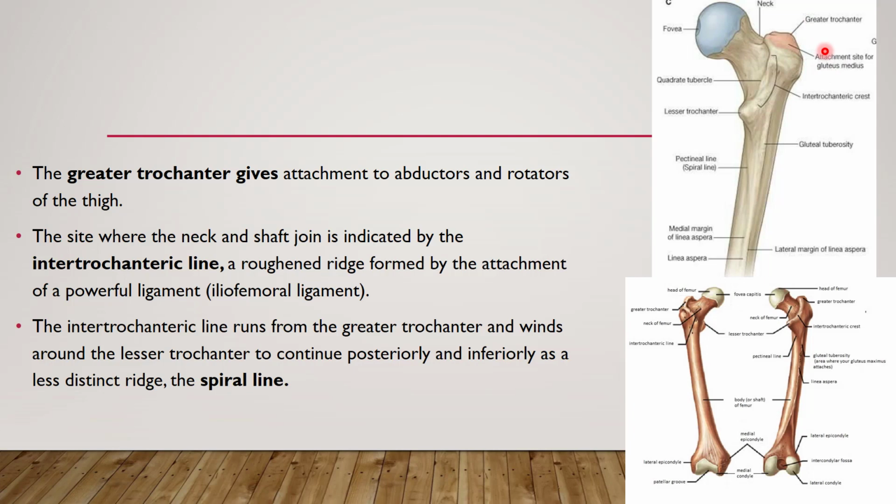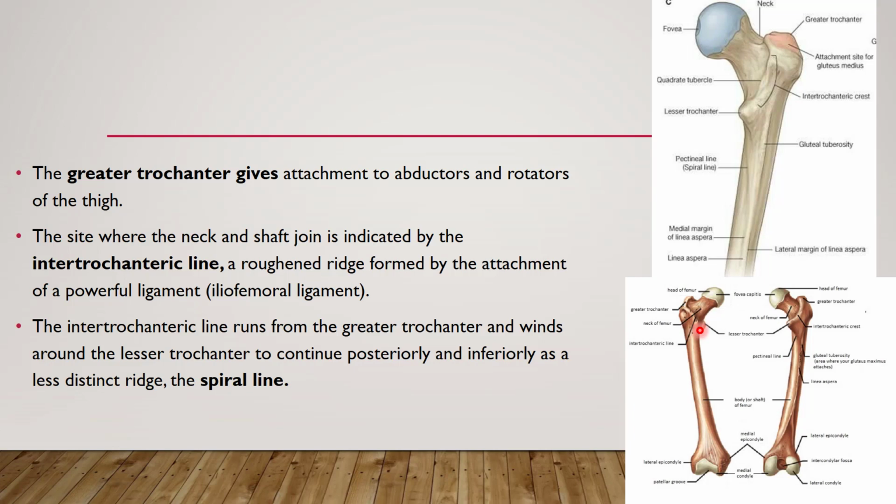The site where the neck and shaft join is indicated by the intertrochanteric line. See here, the intertrochanteric line can be viewed on the anterior surface of the femur. This is called the intertrochanteric line, that is the line in between the two trochanters. That's why it is called the intertrochanteric line. This line is visible only on the anterior surface. It is a roughened ridge which is formed by the attachment of a powerful iliofemoral ligament.